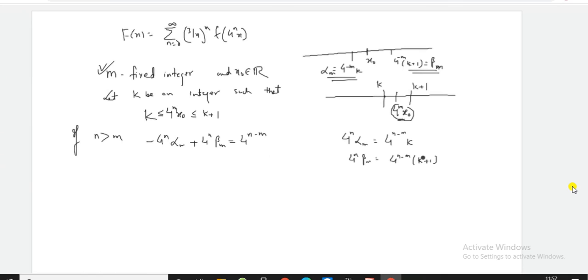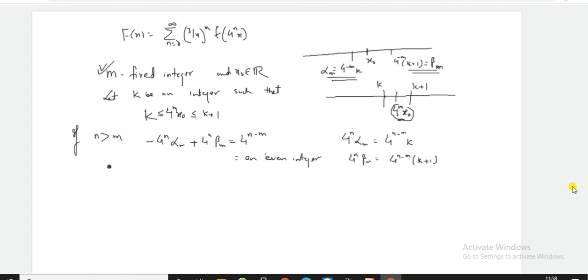k plus 1 minus k will leave only 1, so 4 to the power n minus m. And when n is equal to m, this is exactly 1, since 4 to the power 0 is equal to 1. And when n is bigger than m, n and m both are integers, so you will get 4 to the power some integer, maybe 1, 2, 3, 4, 5, 6, something like that. And since n is bigger than m, this is an even integer. Right hand side must be an even integer.